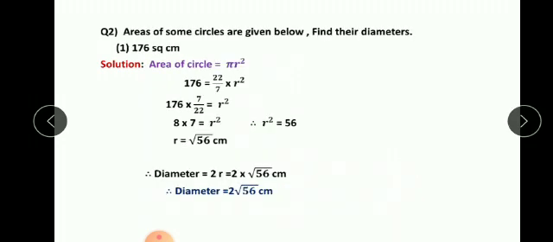Let us start question number 2. Areas of some circles are given below. Find their diameters. Now here what we have to find? Diameter we have to find, and areas are given. So this 176 square centimeter is the area of a circle. So let us start with the formula. Area of circle is pi r square. We know this formula. So substitute the value for area. Area is 176. It is equal to, we know the value of pi, that is 22 upon 7. And r we don't know, so r square as it is.